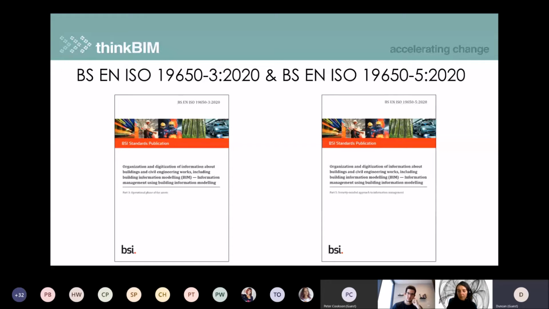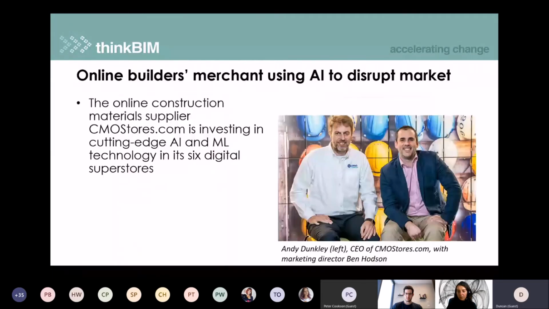Part 3 deals with the operational phase of the assets, replacing the old PAS 1192 Part 3. And Part 5 is the security-minded approach to information management, again replacing, in the UK, PAS 1192 Part 5. So those are available from BSI, obviously vital for the industry moving forwards.